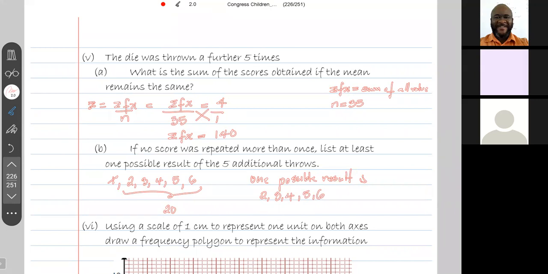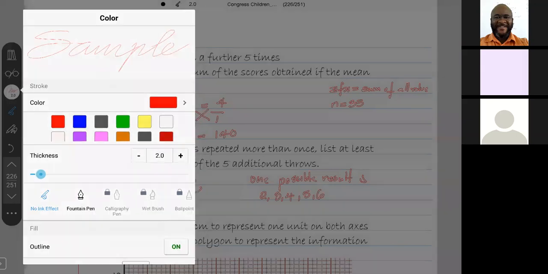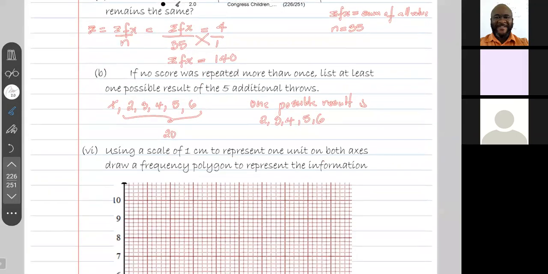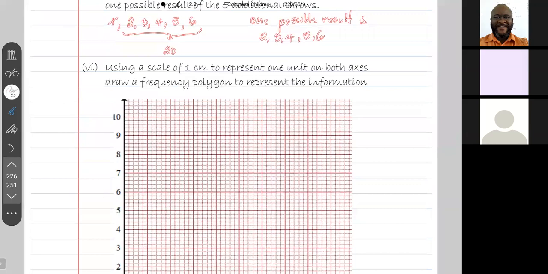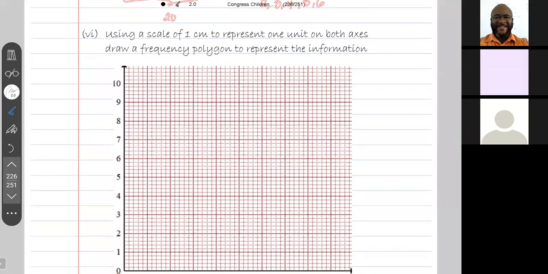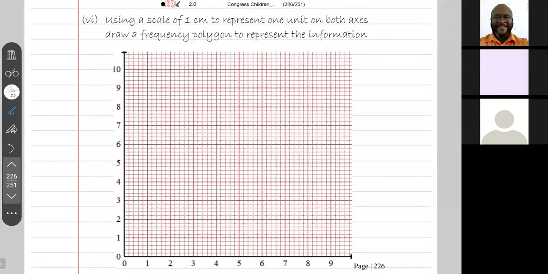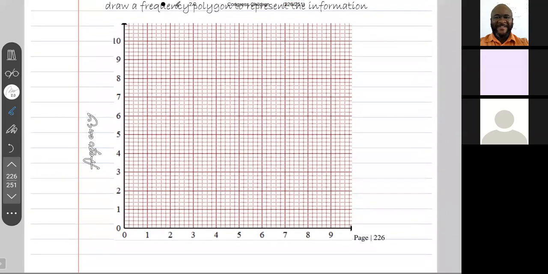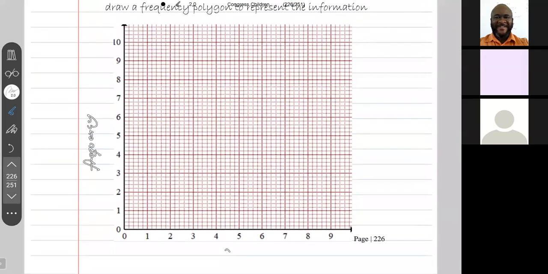All right, the last thing we're asked to do is to draw, using a scale of 1 centimeter to represent 1 unit on both axes, a frequency polygon to represent the information. Now, guys, for the frequency polygon, on the vertical axis, you're going to have frequency. On the horizontal axis, you're going to have the value.